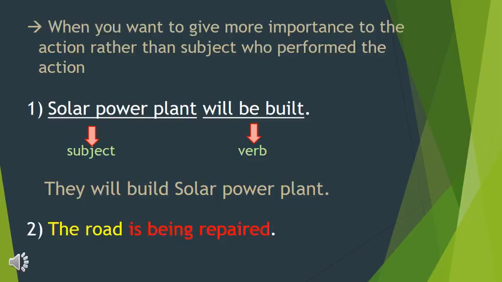See the next example. The road is being repaired. Here also, we are not interested in who is repairing the road, but interested in the repair activity. So, passive voice can be used when you don't know the subject at all and when you want to give more importance to the action rather than the subject who performed the action. These are the main two cases where you can use passive voice.